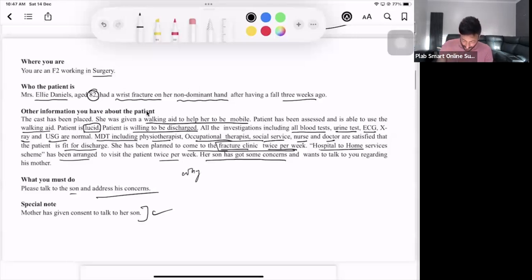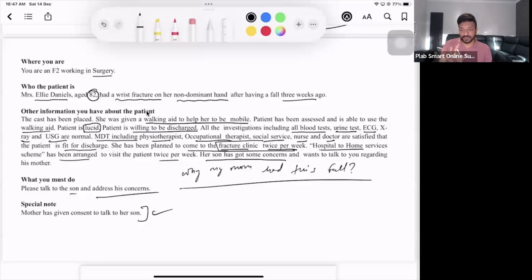Why did my mom have this fall? He's saying that my mom is not fit to go home and you are sending my mom home. So I don't feel it's a good decision. When you ask why you think it's not a good decision, because you have not checked her properly. But have you checked her properly? According to you, yes. So what are the causes of fall?